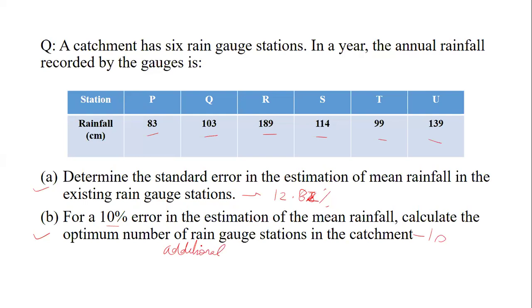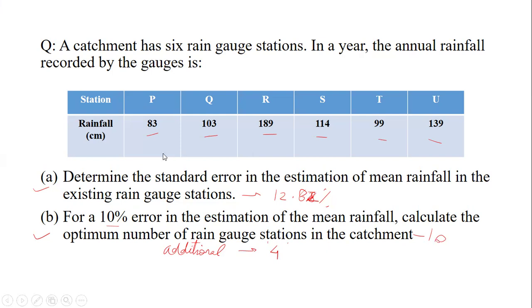Many a times additional rain gauges are asked and people normally stop at this. But additional rain gauges required are 4. 4 more rain gauges are required. Okay, this is how we calculate optimum number of rain gauges required.